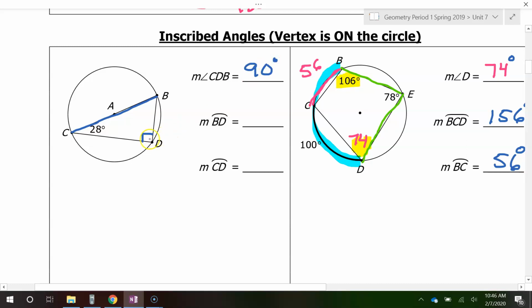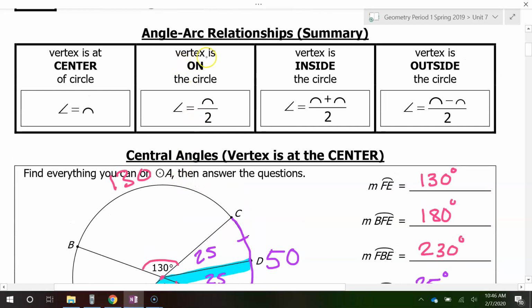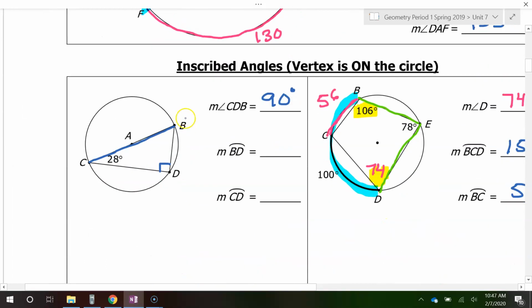Okay, that's what we just spoke of. Now, how about arc BD? Well, when the angle is on the circle, when the vertex is on the circle, that's when the angle is half the arc. Or you could say that the arc is double the angle. That would be another way of saying the same thing. Double the angle will give you the arc. It goes both ways. But in this case, we need to double the angle in order to get this arc.